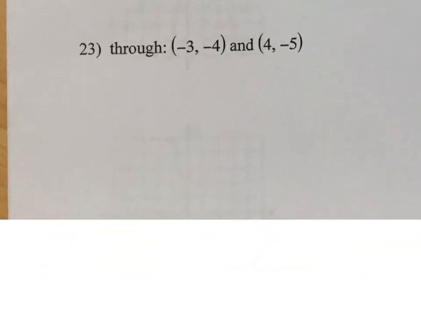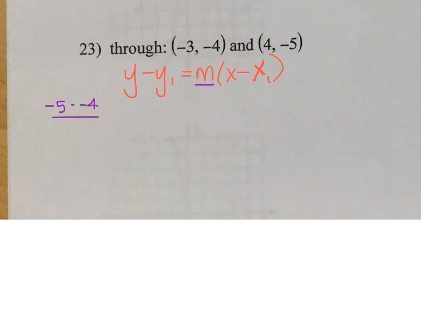23 gives us 2 points, and I just said we need to start with point-slope formula, so that's this: y minus y1 equals m times x minus x1. I said in the video last night, the first thing we need to do is find the slope here. So you all know how to do that. That's from last week: y2 minus y1, so -5 minus -4 over x2 minus x1, 4 minus -3. All right, so if we work that out, those minus negatives become positives, so -5 plus 4 over 4 plus 3. That's going to give me -1 over 7. All right, so here's my slope.